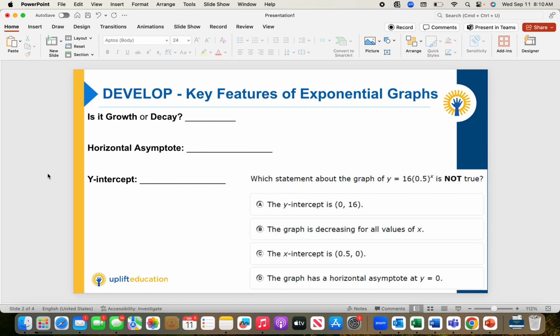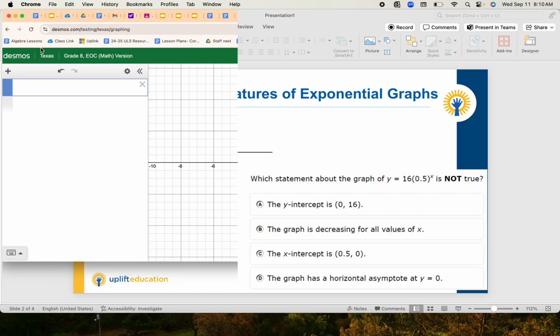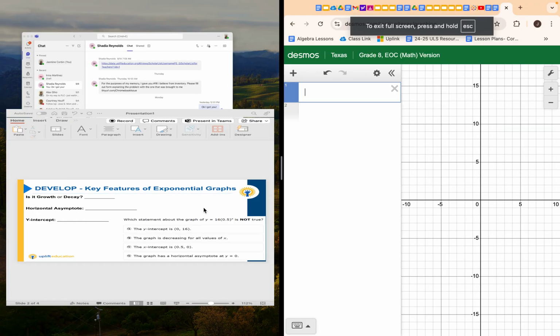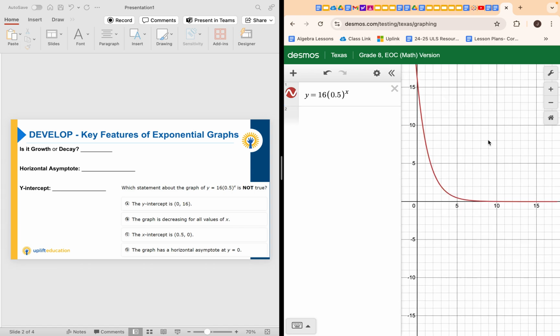So for an example like this, we want to see which statement about this graph is not true. And so what I want to do is use this equation right here to give me a better visual, because we want to know three things. Is it growing or decaying? What is the horizontal asymptote? And what is the y-intercept? So let's go ahead and go to Desmos. I'm going to do a split screen really quick, and I'm going to type in that equation. So I have y equals 16, open parentheses, 0.5, close parentheses, to the x power. And as I can see right now, my exponential equation.